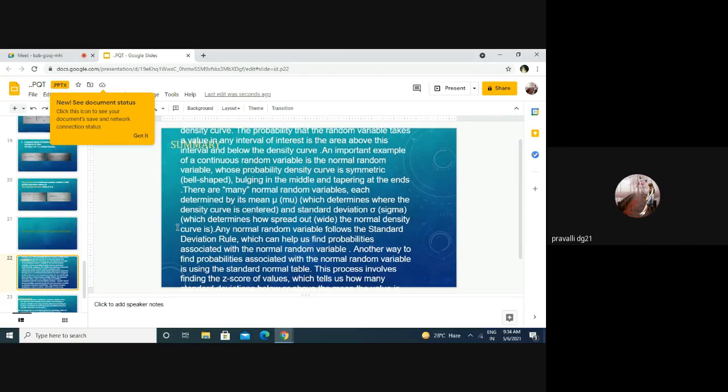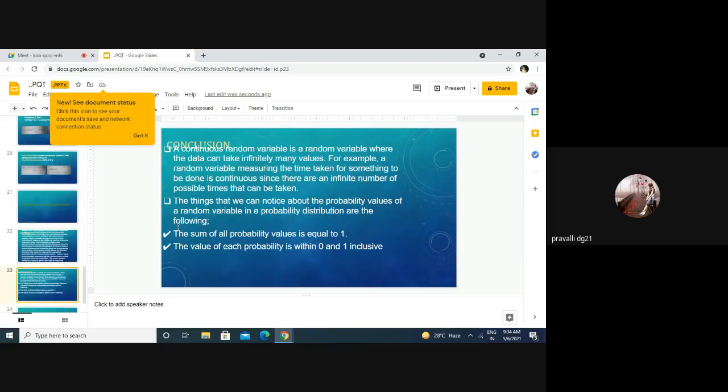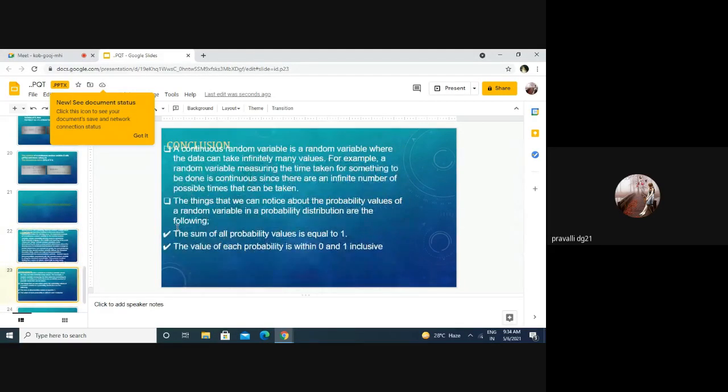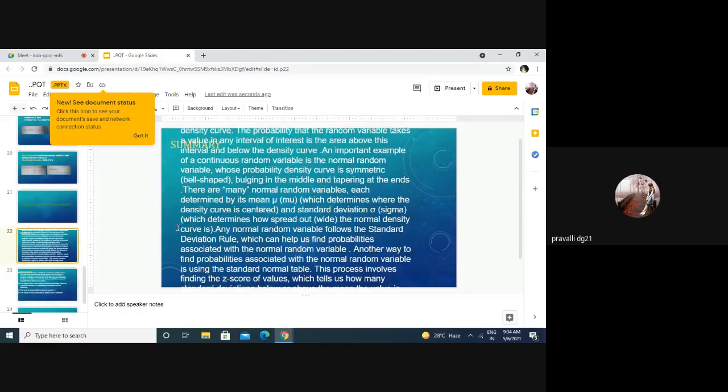The normal density curve of any normal random variable follows the standard deviation rule, which can help us find probabilities associated with the normal random variable. Another way to find probabilities associated with the normal random variable is finding the z-score of values. Conclusion. And the one which you see here is the summary.